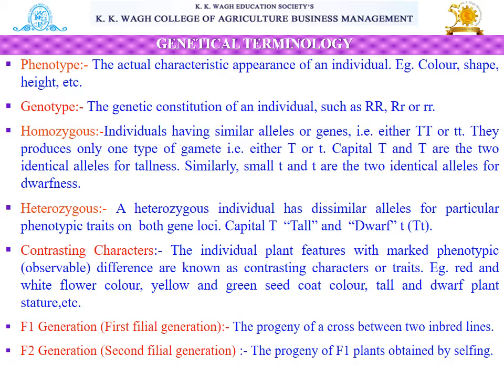Then what is meant by heterozygous? A heterozygous individual has dissimilar alleles for particular phenotypic traits on both the gene loci, capital T for tall and small t for dwarf. Then what is meant by contrasting characters? Next terminology is contrasting characters. The individual plant features with marked phenotypic difference are known as contrasting characters, or also known as traits. For example, red flower color or white flower color, or next example is yellow and green seed coat color, and plant height as a tall plant or a dwarf plant.